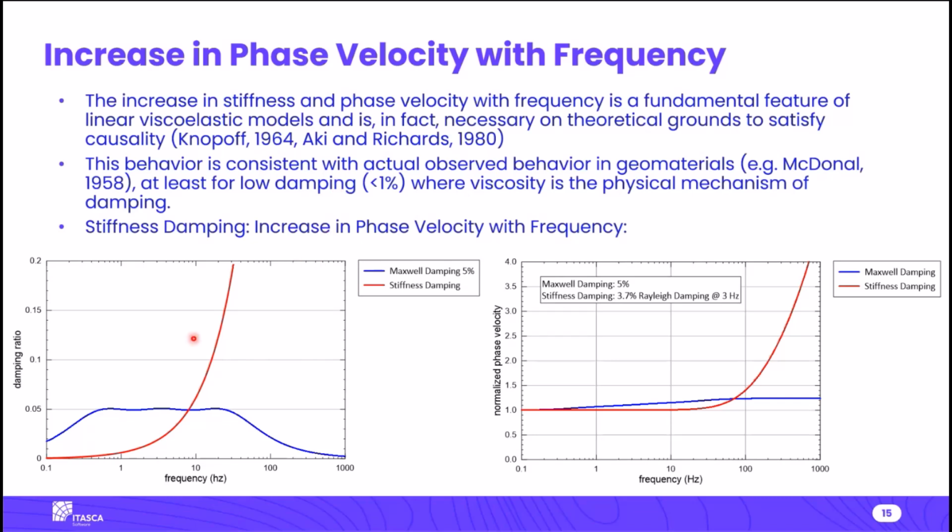And maybe you're asking yourself, hey, we use stiffness damping all the time. Why have I never seen this? Why have I never run into this issue before? Well, stiffness damping, which is also a linear viscoelastic model, also has this increase in phase velocity. It's just shown here in this red line. The issue is it just doesn't really occur until higher frequencies, whereas for Maxwell damping, it's spread out over a broader frequency range, and at least it's limited. Whereas stiffness damping becomes very stiff at high frequencies.